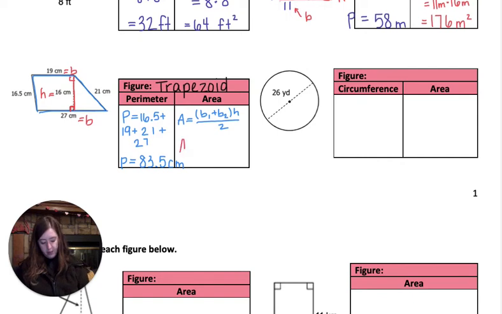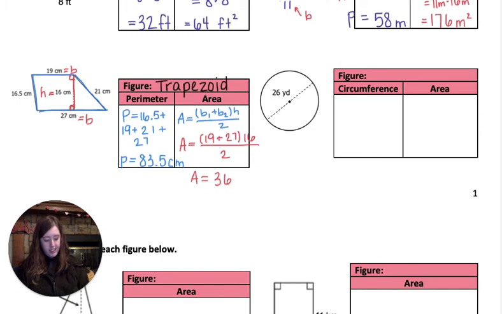So we'll plug in what we know. One of my bases is 19 plus my other base is 27 times my height is 16. Take all of that and divide it by 2. So then we can pop that into our calculator and we'll end up with 368 centimeters squared.